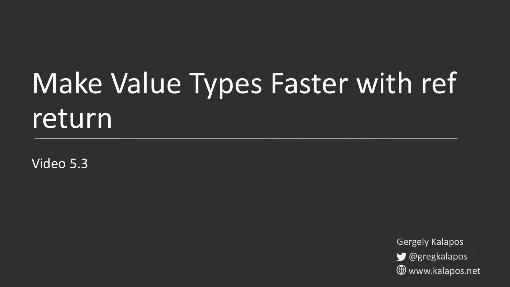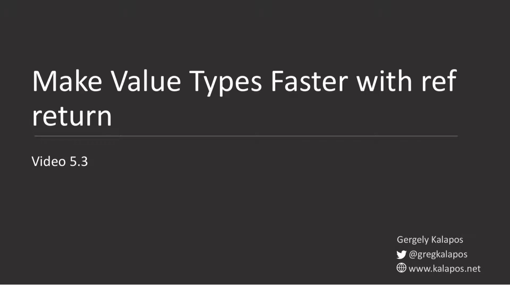Welcome to section 5.3, Make value types faster with ref return. In the previous video, we discussed how we can avoid heap allocations with local functions. Now this time we move on to value types. We will discuss how the new ref return feature can improve the performance when you work with value types.